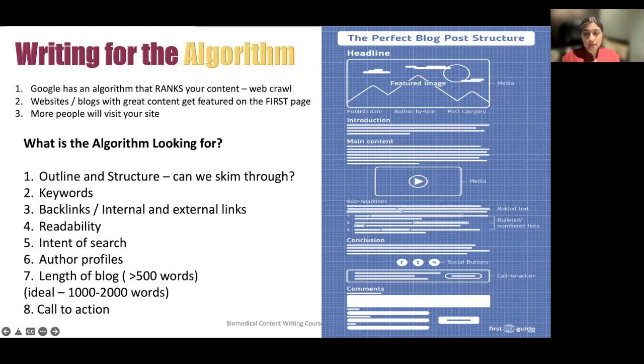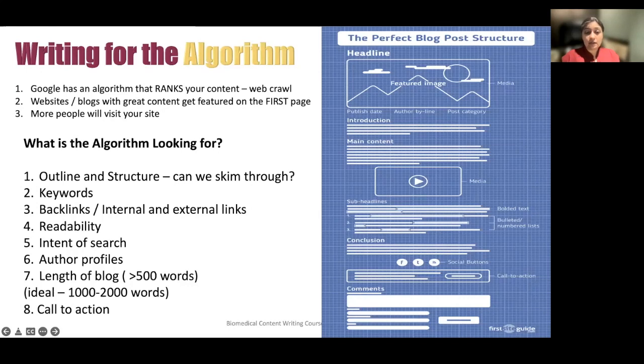Crawl is just another way of saying that Google looks through your content and looks for certain features to rank it. Websites or blogs with great content get featured on the first page, and so more people will visit your site. What is the algorithm looking for when it crawls your website?